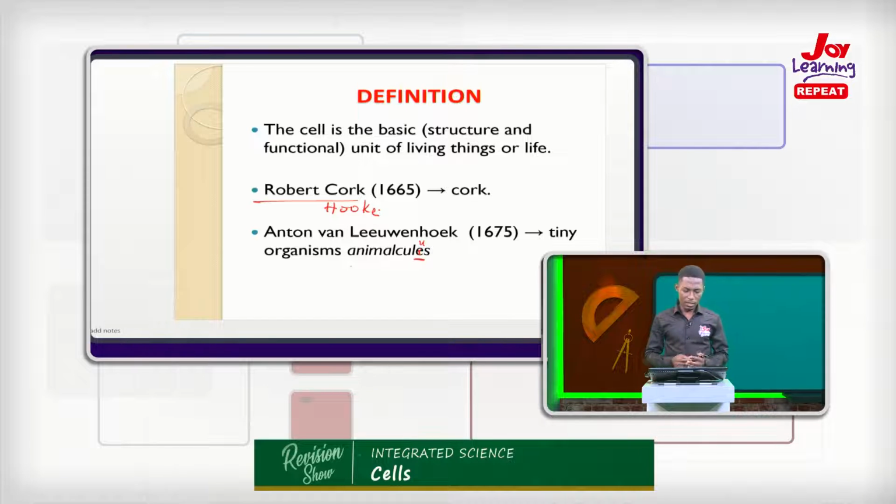The next scientist we mostly mention is Anton van Leeuwenhoek. He also used a microscope like Robert Hooke, but he used it to look at stagnant water, look deep into it, and saw tiny, tiny, tiny things in it. At that time, he called it animalculous. That means tiny animals. Over the years, he's called the father of microbiology.